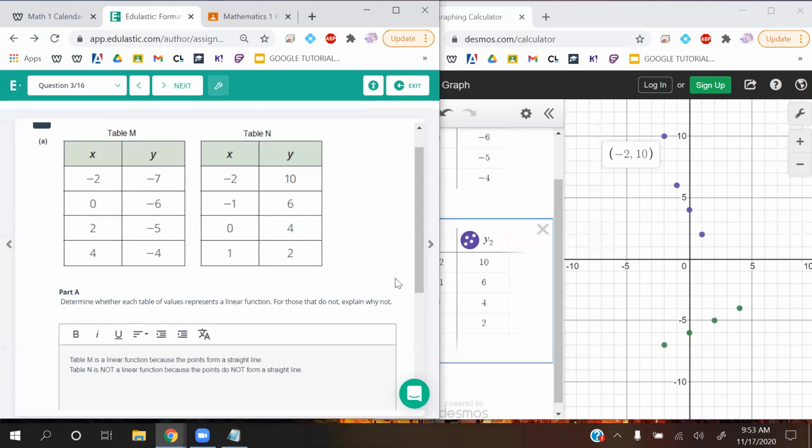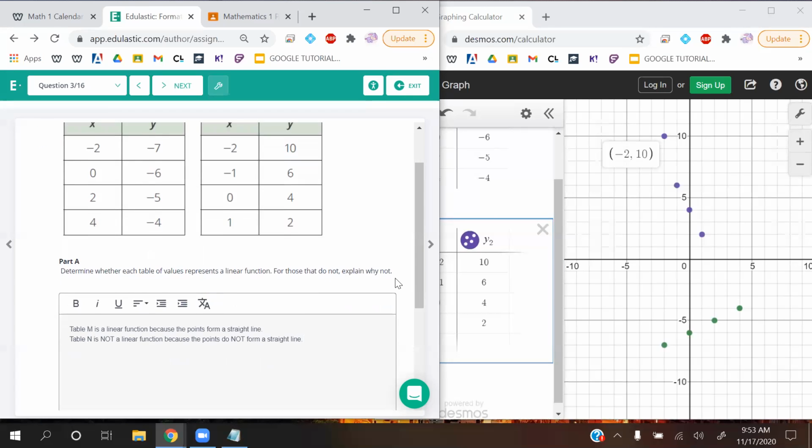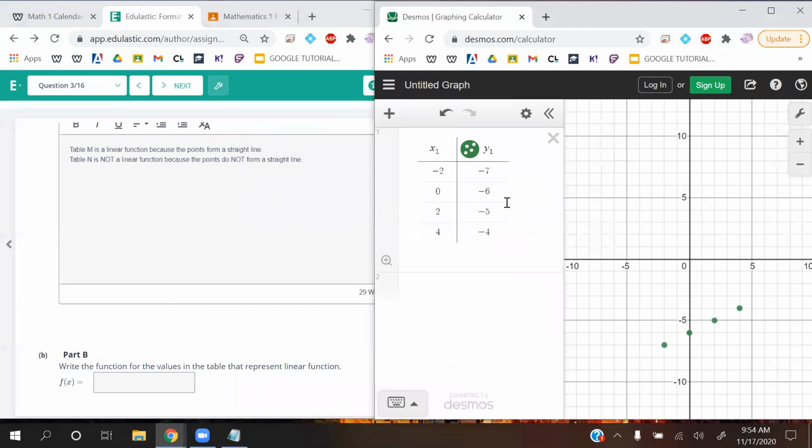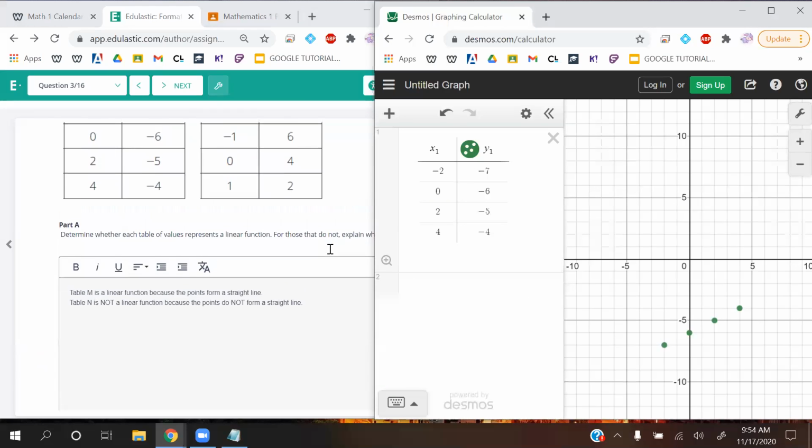Okay. Finally, let's go to the last question. Part B says, write the function for the values in the table that represent the linear function. Okay, so we're going to write a function for the green dots. Let me clear out these purple dots. We don't need to look at them anymore. We want to write a function for these green dots.